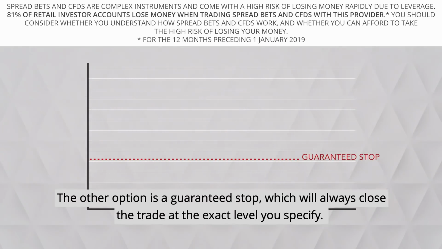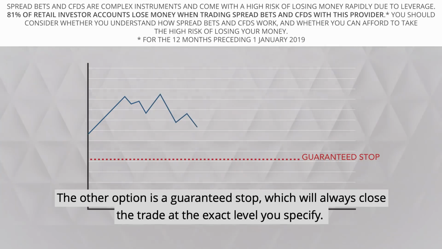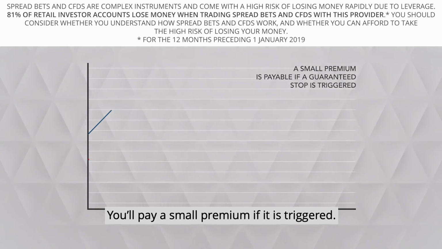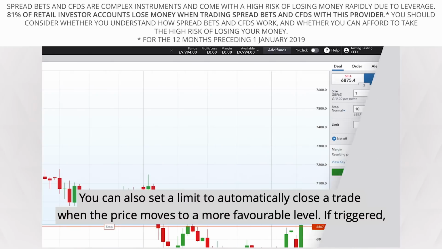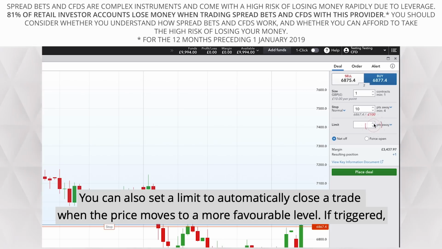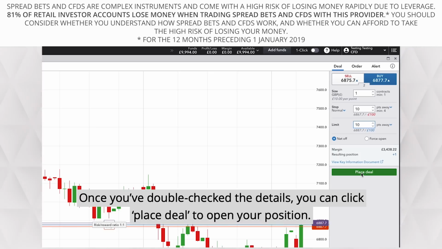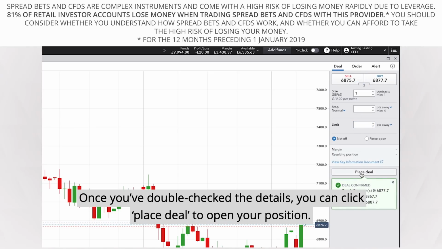The other option is a guaranteed stop, which will always close the trade at the exact level you specify. You'll pay a small premium if it is triggered. You can also set a limit to automatically close a trade when the price moves to a more favourable level. If triggered, limits will be filled at your chosen price or better. Once you've entered the details, you can click Place Deal to open your position.